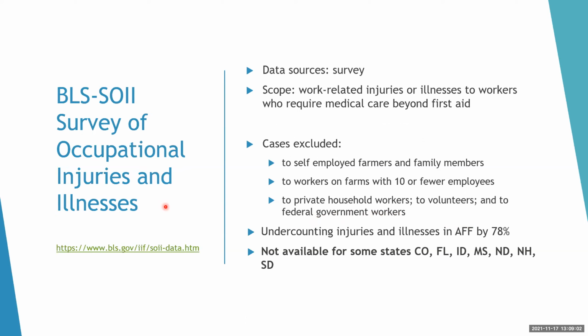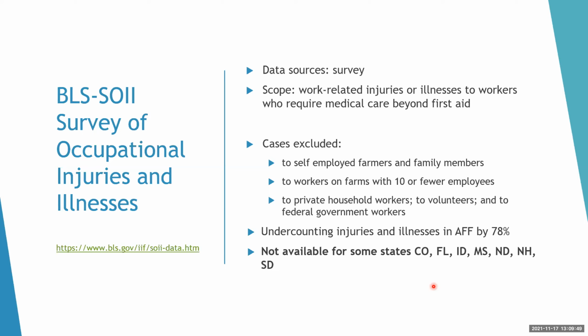The SOII data excludes self-employed farmers and family members, as well as workers on farms with fewer than 10 employees. Also, it excludes private household workers, volunteers, and some federal government workers. It is estimated that by excluding those cases, the undercounting by the SOII is 78%. This is a significant number for agricultural injury surveillance. Additionally, SOII data is not available for some states, including Florida.